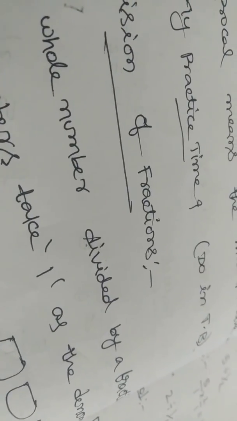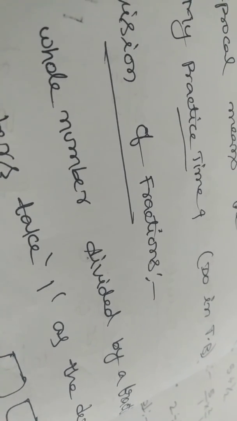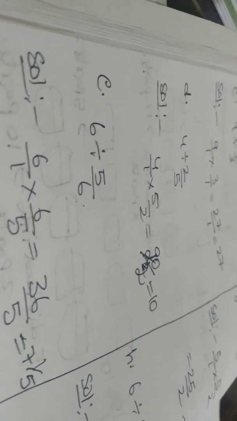Same. A whole number takes 1 as a denominator. You should write it down here. If you forget, I will write it here: whole numbers take 1 as the denominator. So 5 by 1 into 7 by 1, multiply the numerators. 35 by 1 denominator. So the answer is 35. Understood? So like that you need to do all the problems. Okay children, thank you.